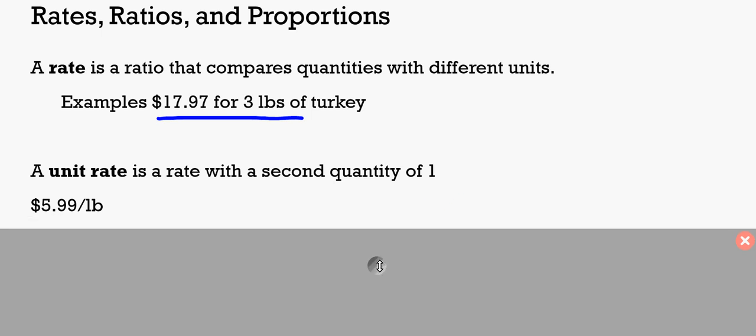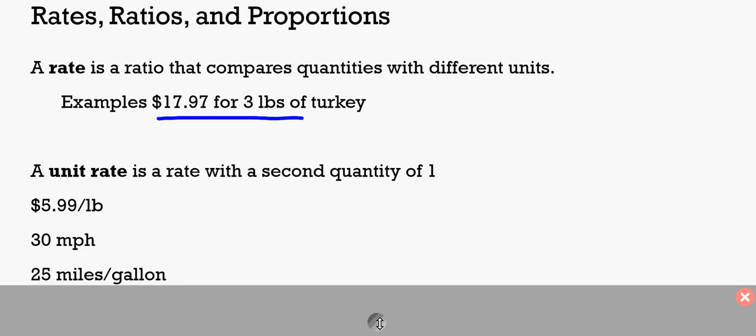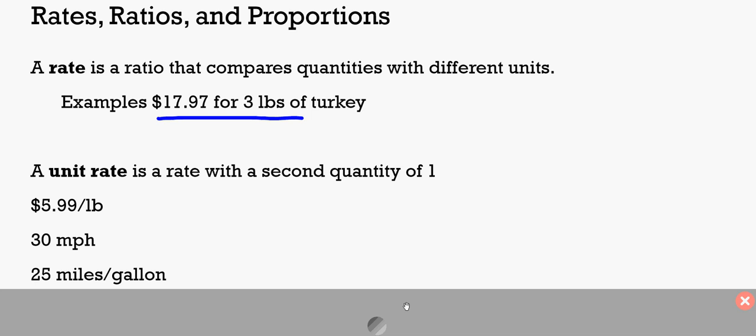Or when we're talking about how fast the posted speed limit is, that's a unit rate, 30 miles per every 1 hour. Or fuel efficiency, 25 miles per gallon. All of those are rates, and they're all unit rates because they're compared to that denominator, if you will, of 1. And it's probably the most helpful in our day-to-day understanding of cost or speed or fuel efficiency or whatever.